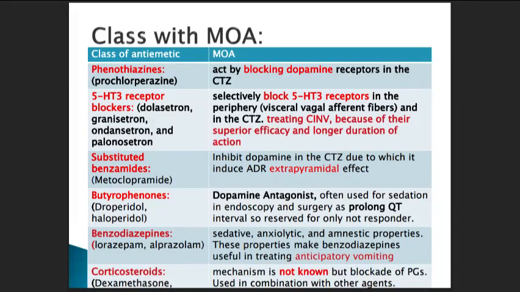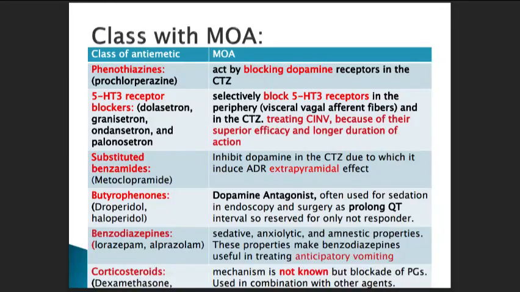Now come to the second class, 5-HT receptor blocker. Most commonly used medication in this class including granisetron, ondansetron, and dolasetron. They selectively and competitively bind with 5-HT3 receptor in the periphery. That is the visceral vagal afferent transmission.